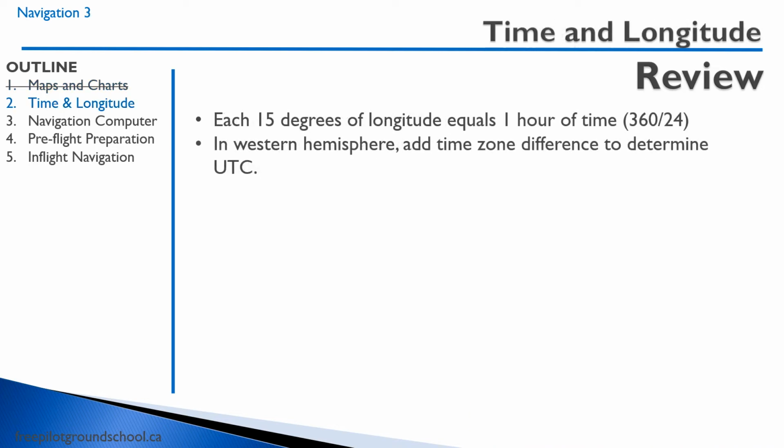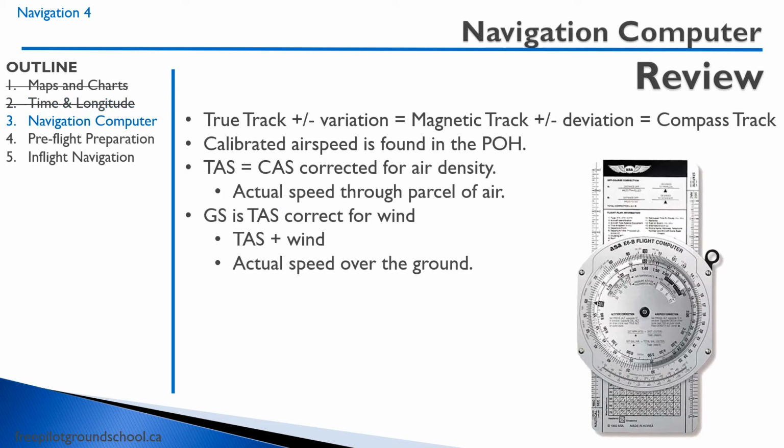Quick review, each 15 degrees of longitude equals 1 hour of time. So that's 360 degrees divided by 24 hours a day. In the Western Hemisphere, add the time zone difference to determine UTC. So if we take the true track, we add or subtract the variation, we end up with the magnetic track. We add or subtract the deviation, we end up with compass track.